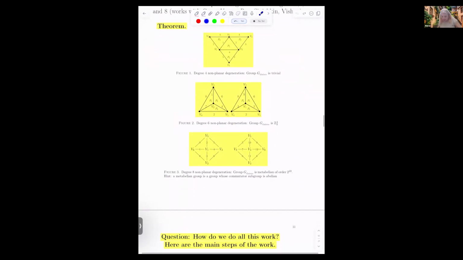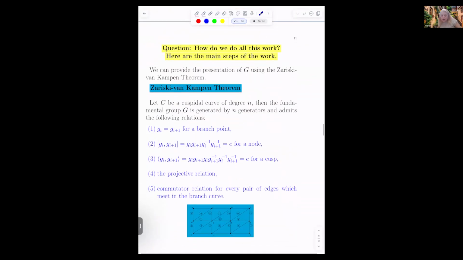Okay, now, how do we do all this work? So here are the main steps of the work. So when we get, by the degeneration, the branch curve C, we can use the Zariski-Van Kampen theorem for cuspidal curves because we end up with a cuspidal curve because of some degeneration rules. And we get some list of relations.